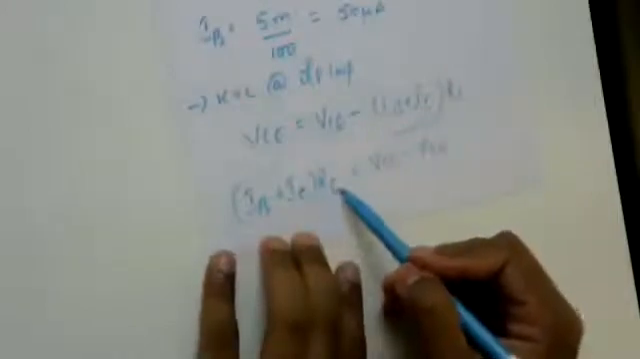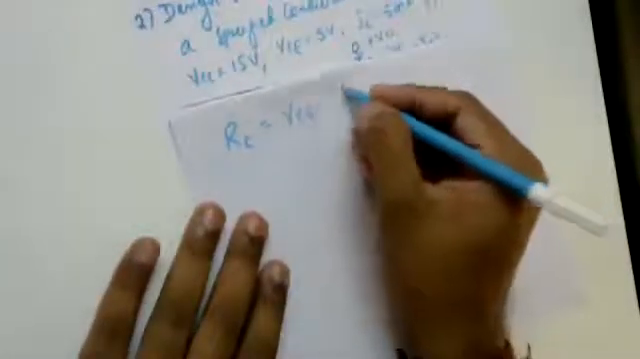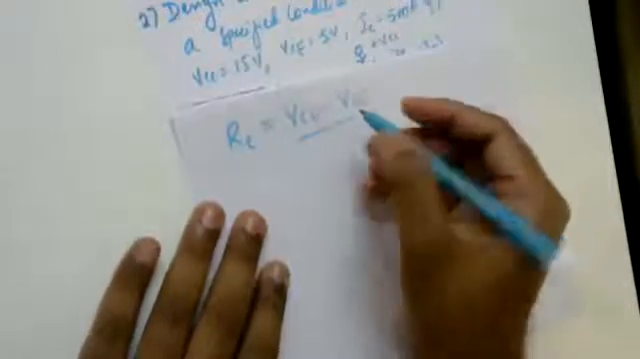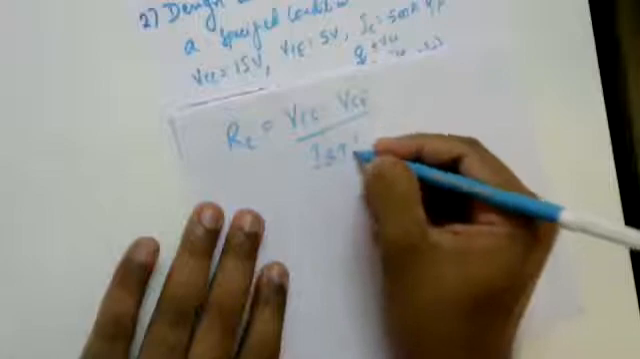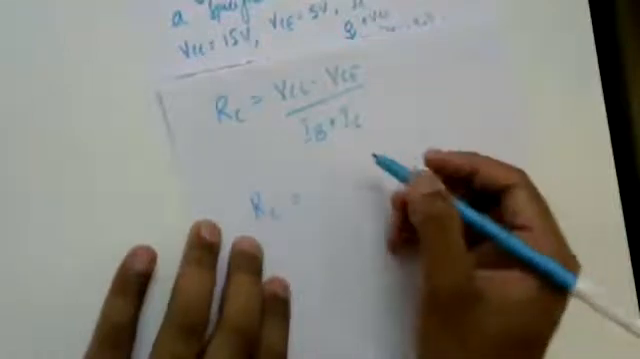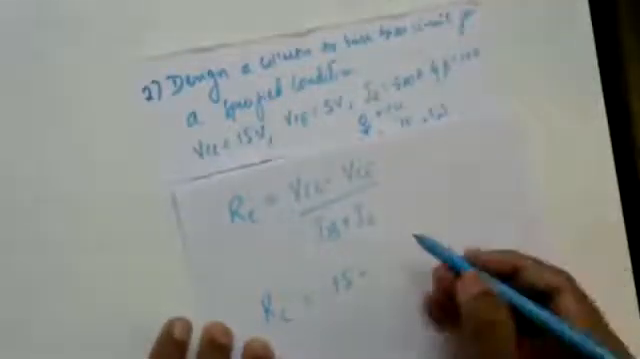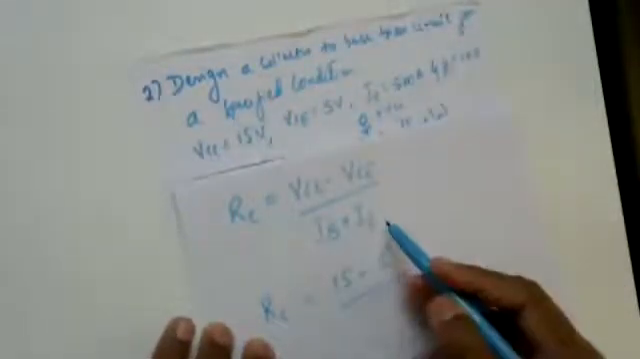If I write the equation for RC now, this will go into the denominator side. So I'll get an expression as RC is equal to VCC minus VCE divided by IB plus IC, right? What's the value of VCC? VCC he has given us as 15 volts, minus VCE, the output voltage he wants as 5 volts, divided by IB plus IC.